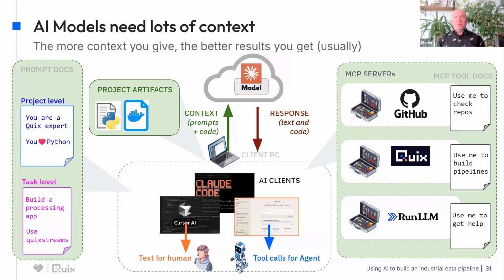And then when it sends the response back, it sends the stuff that you're intended to read as a human, but it also includes JSON that is intended for agents within the AI clients to execute. So basically, the JSON is used by the agent to go and actually execute the tool according to the spec. So you only see a small amount of what's actually returned by the AI.